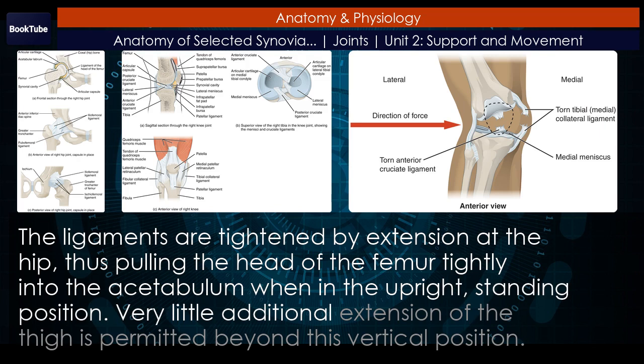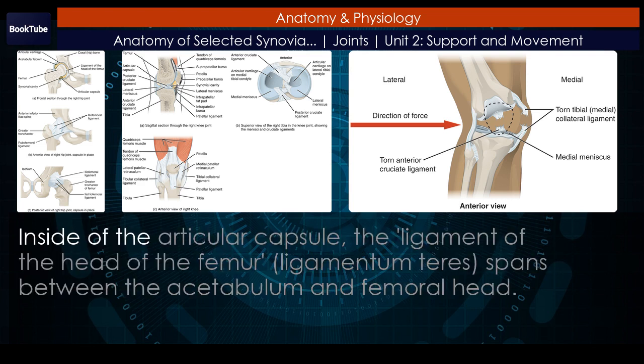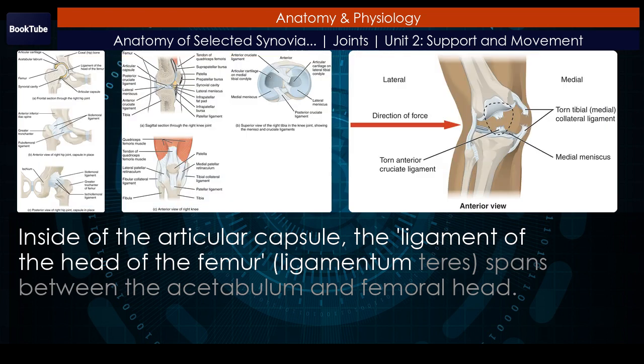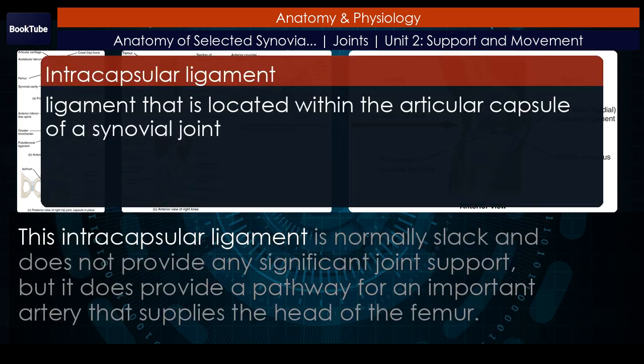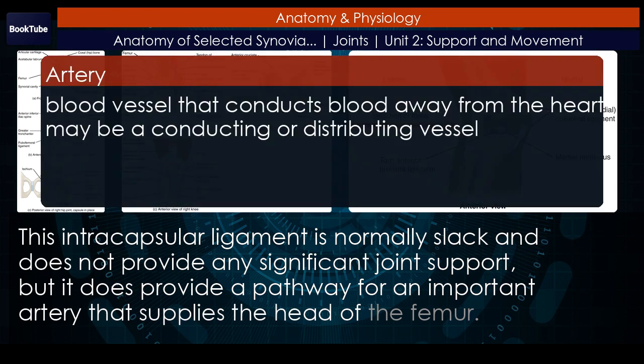Very little additional extension of the thigh is permitted beyond this vertical position. These ligaments thus stabilize the hip joint and allow you to maintain an upright standing position, with only minimal muscle contraction. Inside of the articular capsule, the ligament of the head of the femur, ligamentum teres, spans between the acetabulum and femoral head. This intracapsular ligament is normally slack and does not provide any significant joint support, but it does provide a pathway for an important artery that supplies the head of the femur.